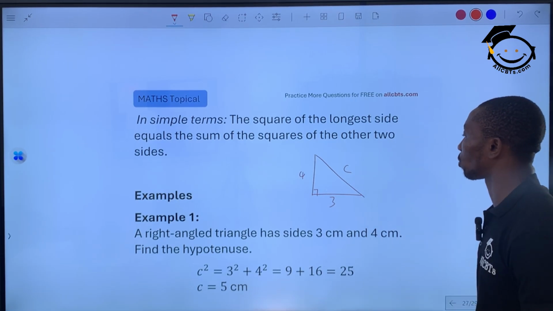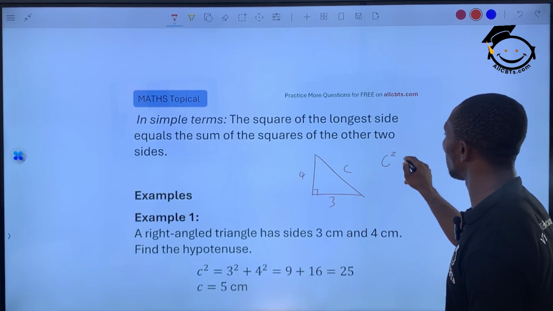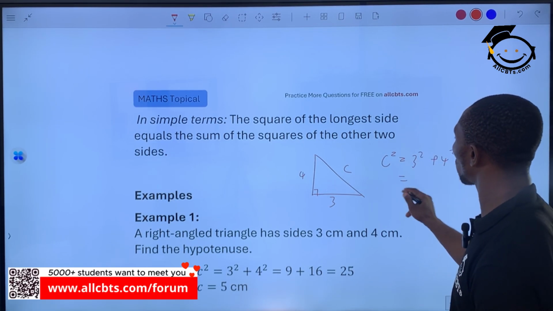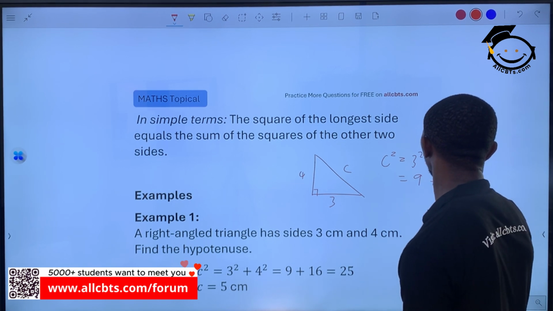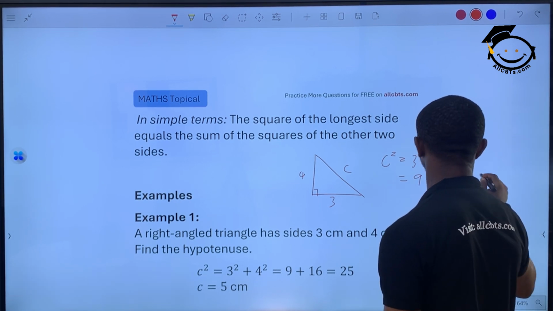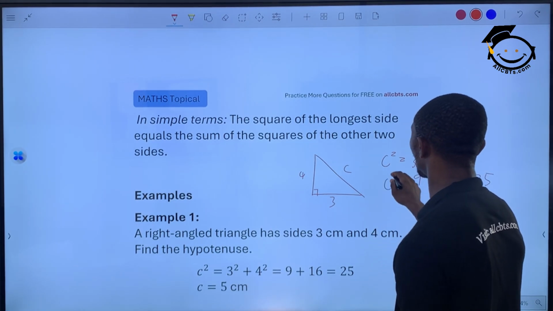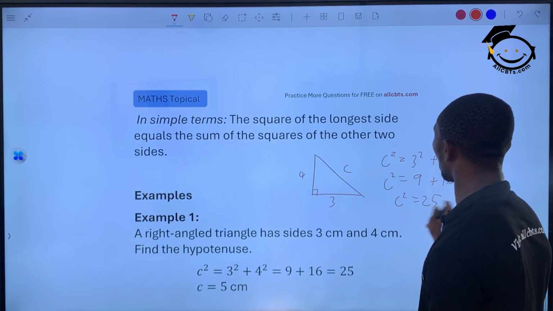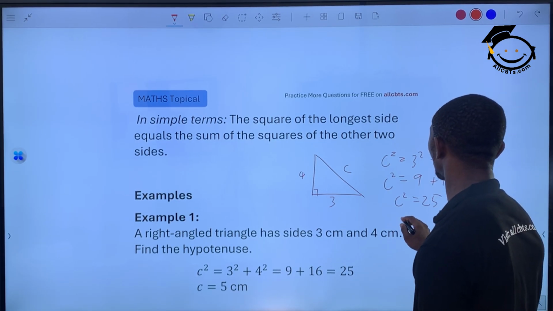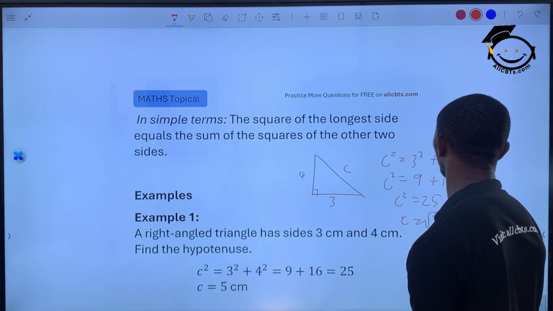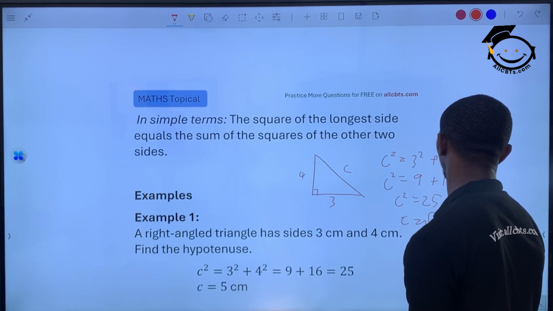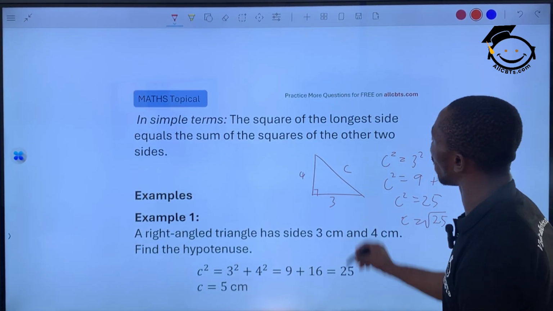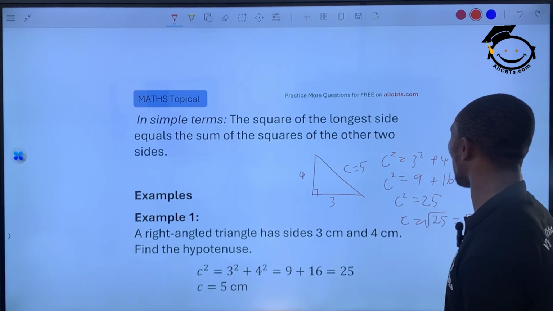So applying the Pythagoras rule, it means C squared equals 3 squared plus 4 squared. And 3 squared is 9, plus 4 squared is 16. 9 plus 16 gives us 25. So C squared equals 25. Taking the square root of both sides, C equals root 25, which gives us 5. So our hypotenuse here would be 5.